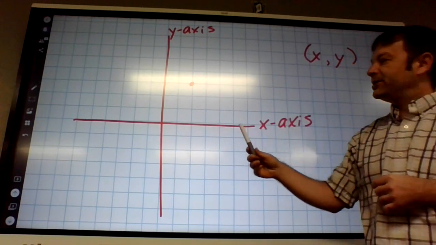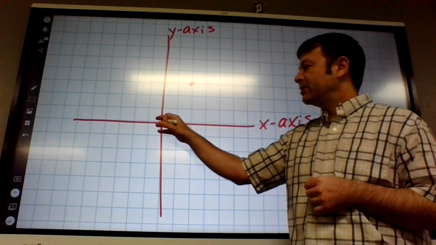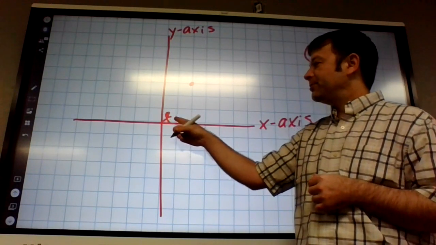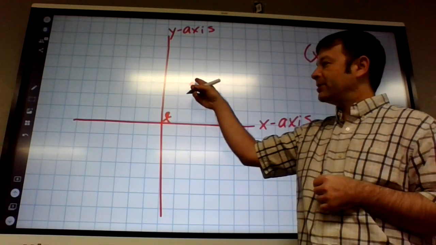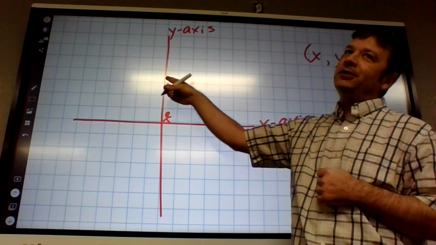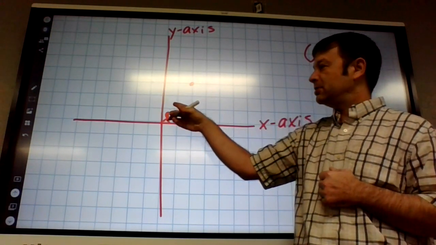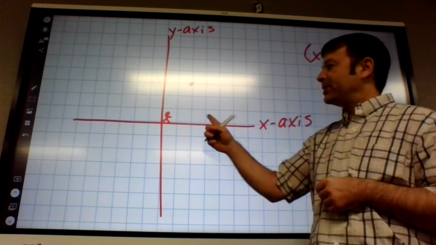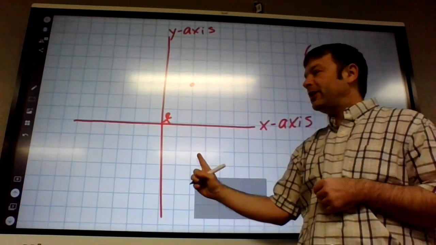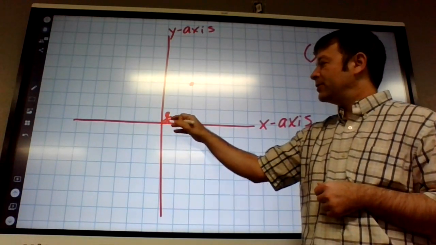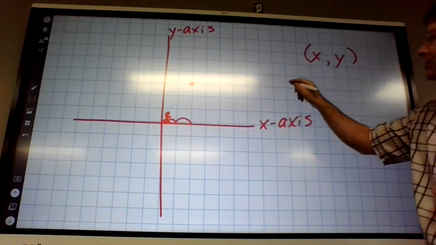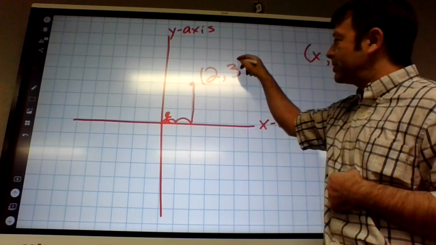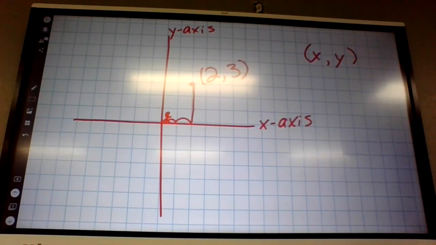Another way to think about it is, to get to this point, the little stick figure man has to run over first and then he climbs up the ladder. If he climbed up the ladder first and then ran over, what would happen? He'd fall off, fall to his doom. So he has to run over first, that's the x-coordinate, and then he goes up or down the ladder. He goes over 2, that's the x-coordinate. And then he climbs up 1, 2, 3, and that's the y-coordinate. So that point is at 2, 3.